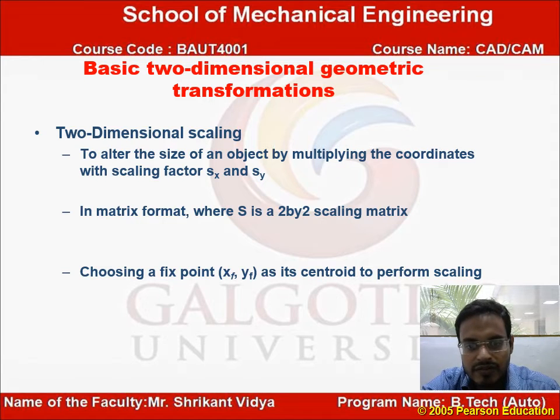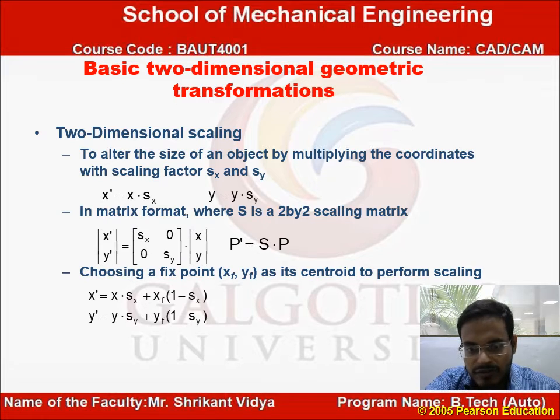In matrix format, S is a 2 by 2 scaling matrix. If the scale factor is the same in both directions x and y, we can change it also. We can choose a fixed point such as the centroid to perform scaling. So x' equals x times sx, where x' is the x coordinate of the new point, x is the original coordinate, and sx is the scaling factor. Similarly, y' equals y times sy.